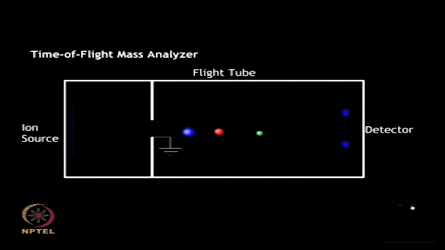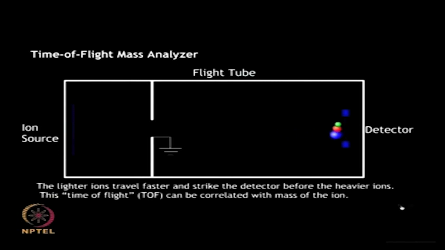The generated ions are accelerated towards the detector, with the lighter ion travelling through the TOF tube faster than the heavier ions. So, the lighter ion travels faster and strikes the detector before the heavier ion reaches the detector. This time of flight can be correlated with the mass of the ion. So, the flight time of the ions can be correlated with the mass to charge ratio.